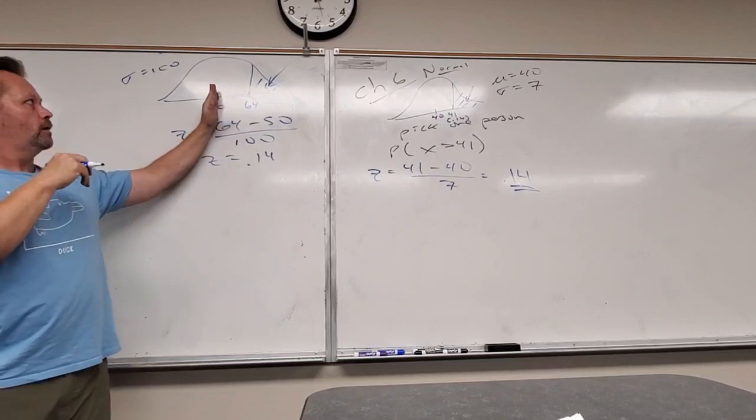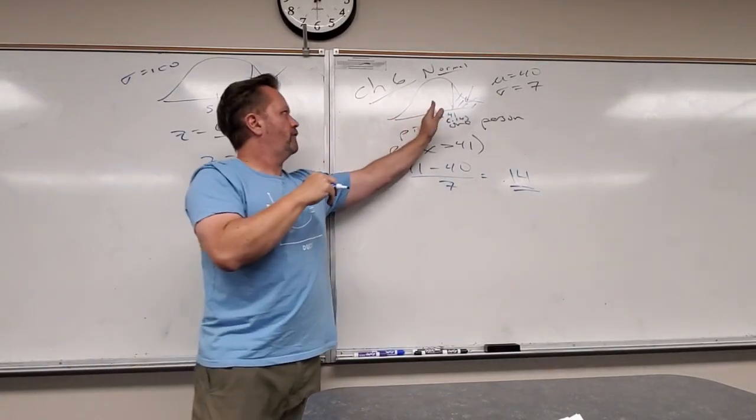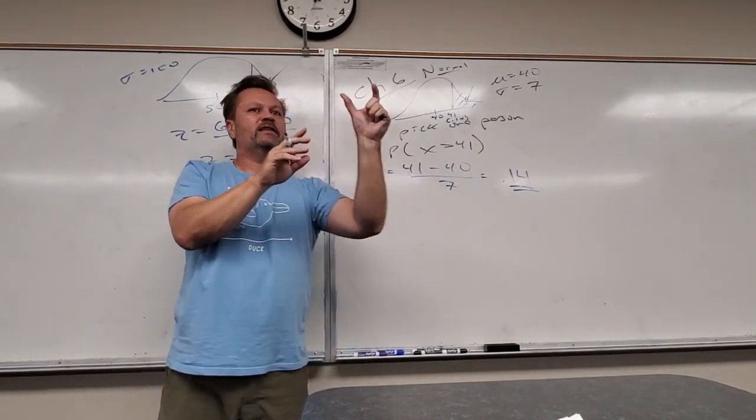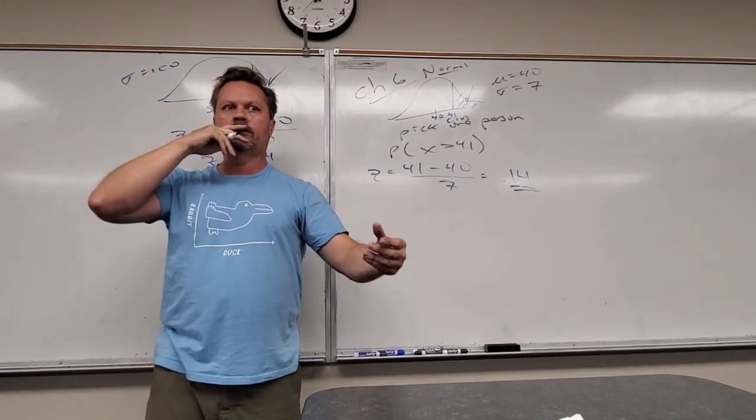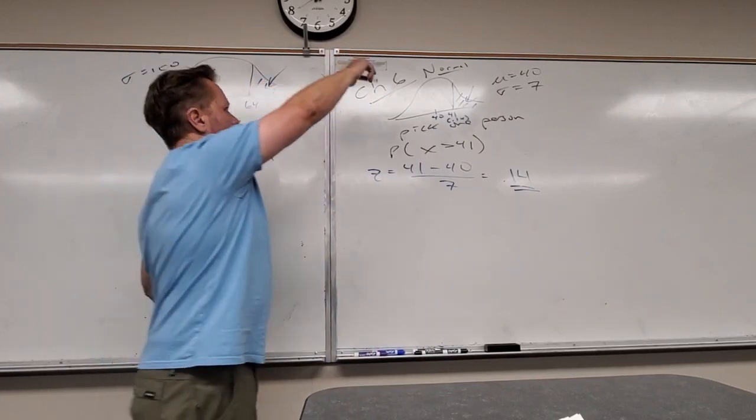If I go 0.14 steps above the mean in a normal curve, I will have the same area above that, no matter what the numbers are. So somebody help me out. What do you get when you look up 0.14?